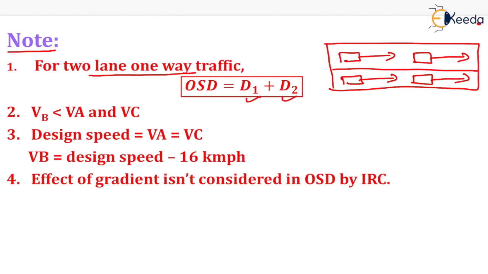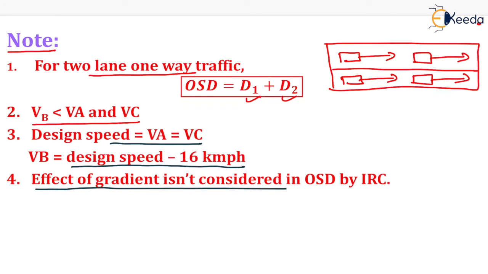Now Vb is always less than Va and Vc, which is written here, and if only design speed is given, then it will be equals to Va and Vc, and if we need to compute the value of Vb, then it will be equals to design speed minus 16 km per hour. As well as effect of gradient is not considered in overtaking sight distance by Indian Road Congress. It means that during the calculation of overtaking sight distance, the effect of gradient is neglected by Indian Road Congress.